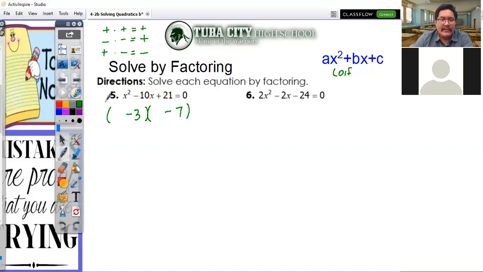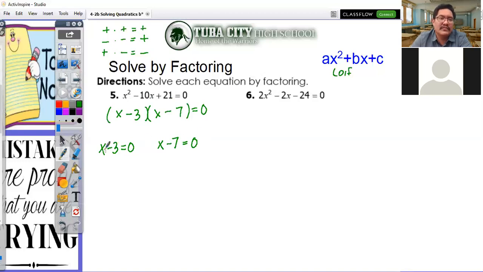So there we go, we got it. And usually if there's no a value, you can just go ahead and throw in whatever you have here, and that's it. So let's go ahead and set it equal to 0. So this is x minus 3 equals 0. And then for this factor here, I have x minus 7 is also equal to 0.